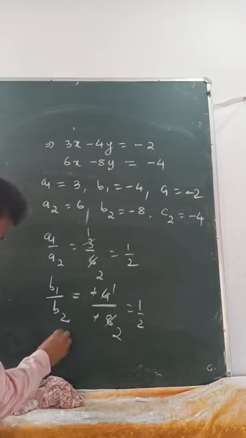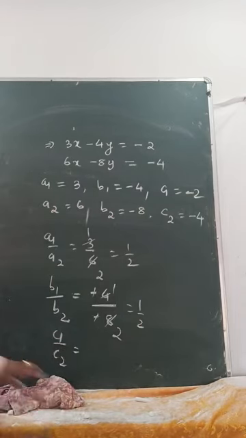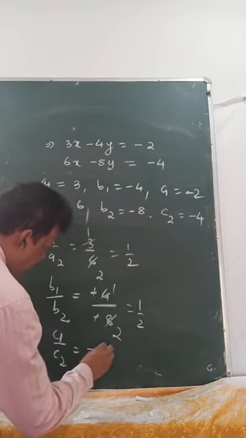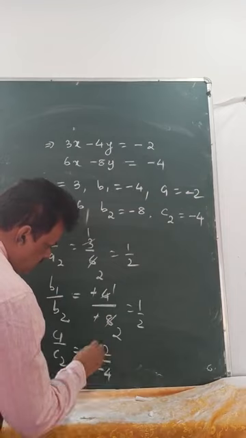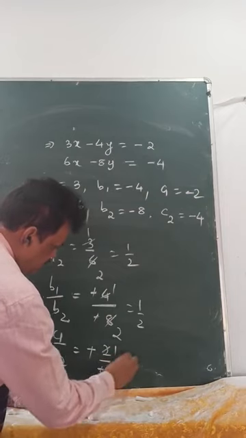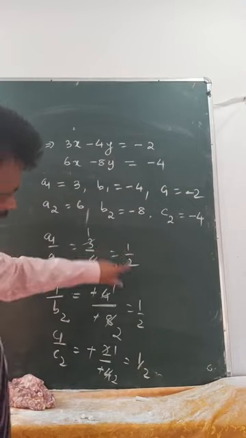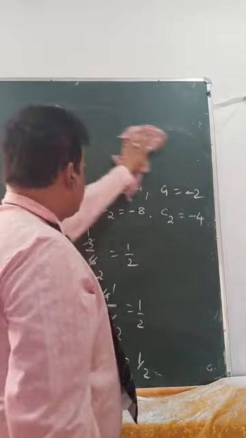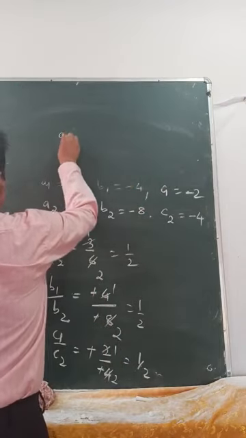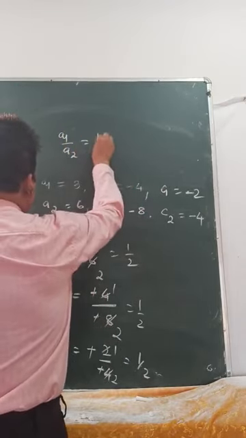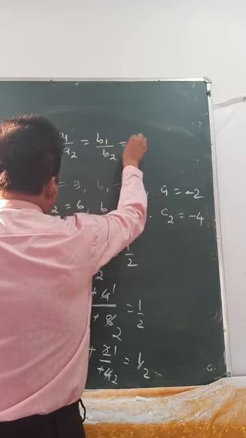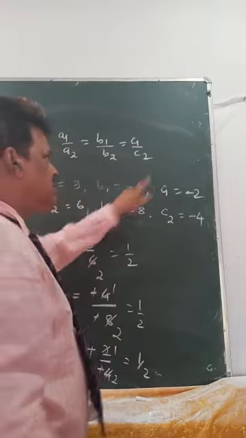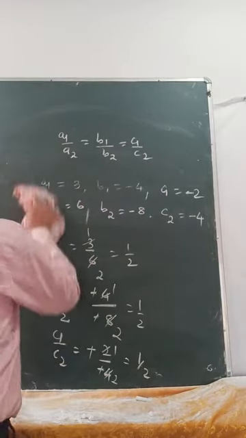Okay, what is c1 by c2? If these two are equal, you can find the third one. Minus 2 by minus 4. This is cancelled. This is also 1 upon 2. You can check these three are equal. These three are equal means you are finding a1 by a2 equals to b1 by b2 equals to c1 by c2. So if this happens, what you have to write? Infinitely many solutions.